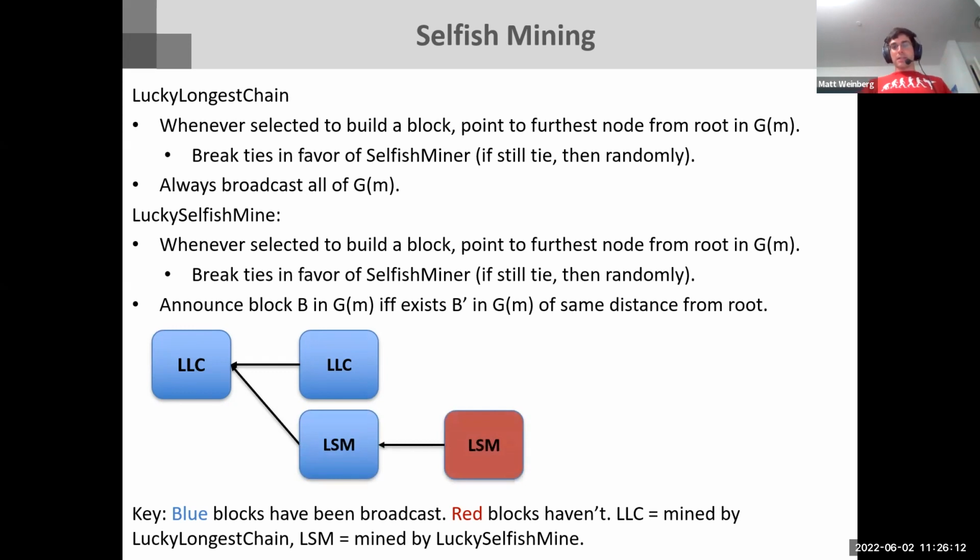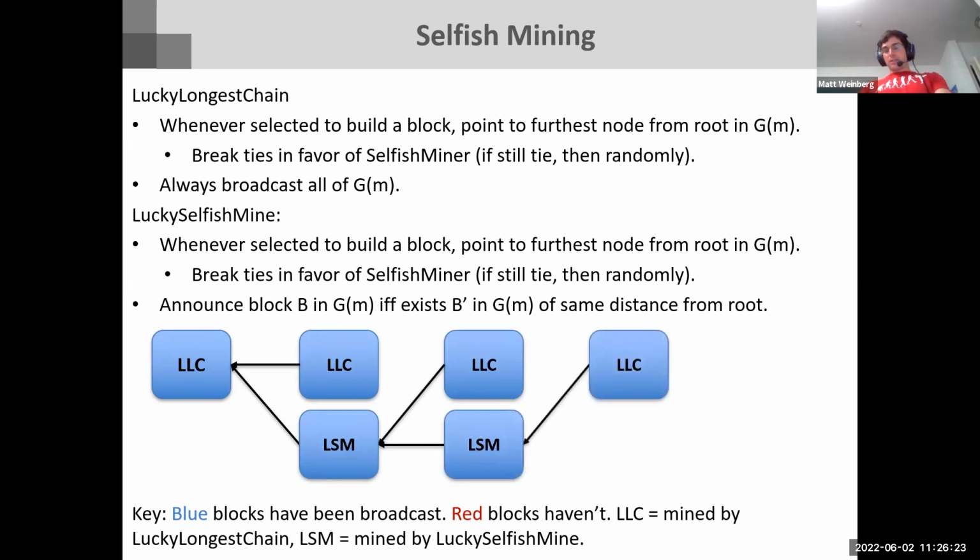Okay, and so let's say I find the next block again, and so I point to my own block, I hide it, and I'm triggered by another broadcast that causes me to broadcast mine. And then this is where I'm using the assumption that I'm so well connected that even when an honest person finds a block, they still point to mine when this happens.